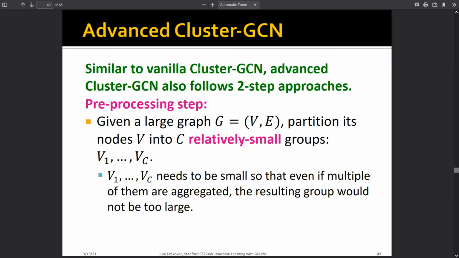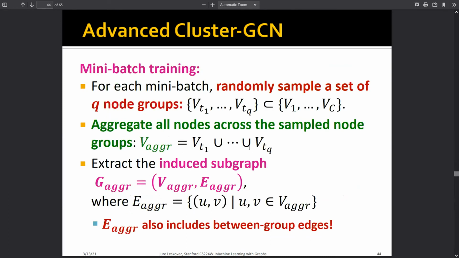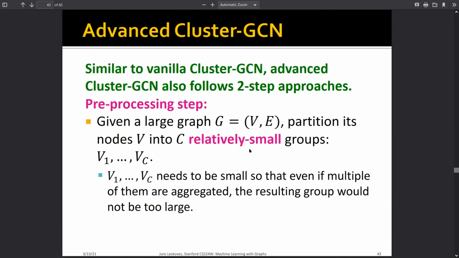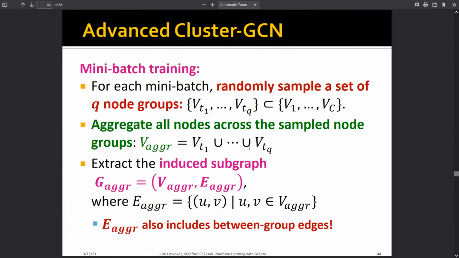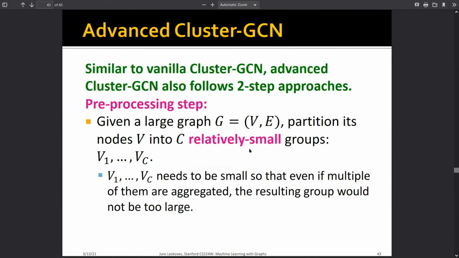Similar to the clusters in GC, in the pre-processing step we partition into C relatively small groups. Each V in VC needs to be small so that even if multiple of them get aggregated, the resulting group would not be too large. Each of these should be small, right? Right. But because you're doing multiple, you now take the edges between the small clusters into consideration as well. So it's again an approximation, but a little better, I guess.